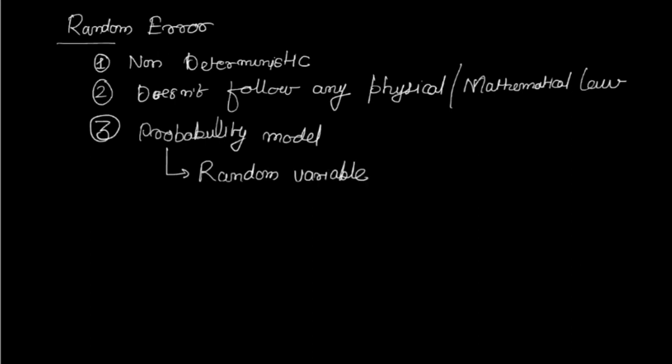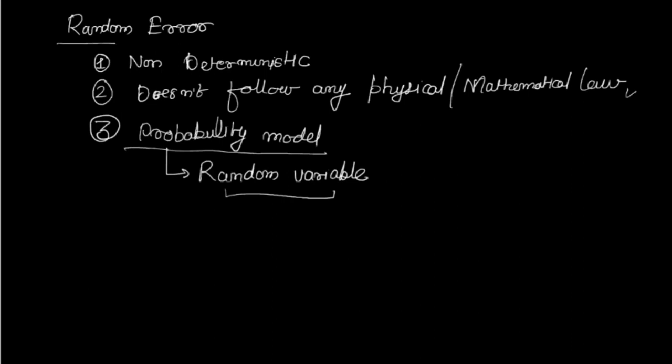As in the case of the systematic error, those errors were following some mathematical model or some physical law, so we were dealing with them as per their relevant mathematical models or physical law. Here in case of a random error, there is no physical law that this error follows. Then we will adopt some probability model in which we will call the random error a random variable. So the random error will act as a random variable, and we will determine this kind of errors and their treatment as per probability models.